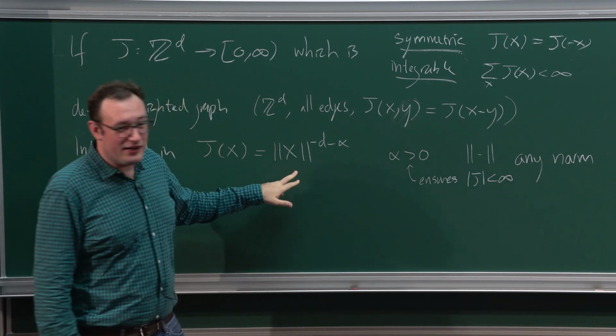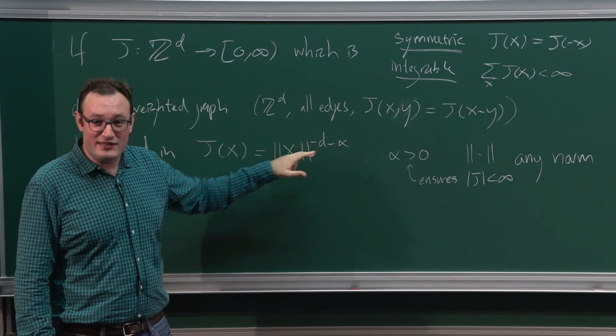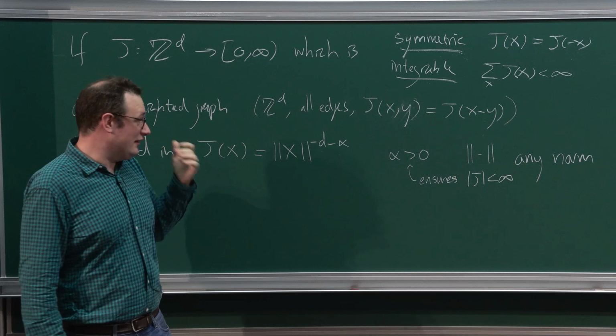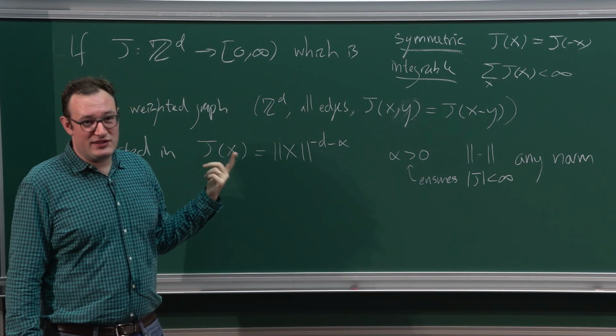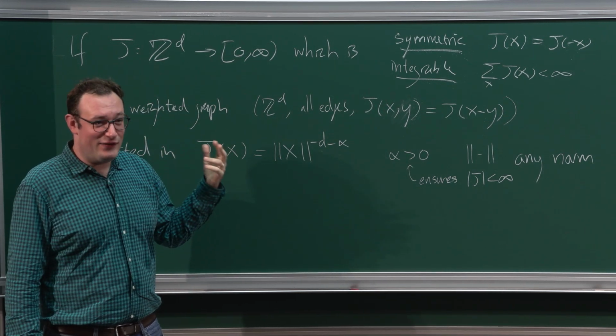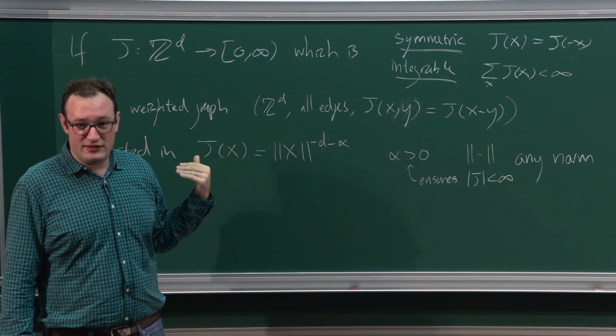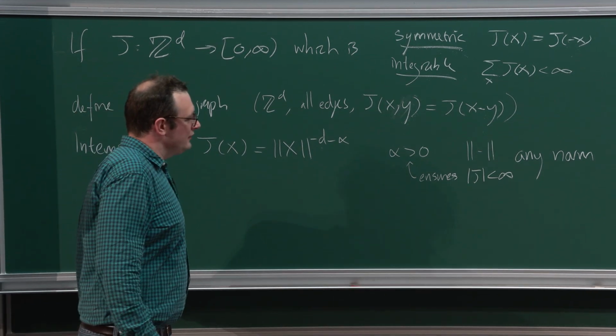The reason that I prefer this notation with the minus d minus alpha is that, for those of you who know about this, and we'll talk about it more later, this alpha is precisely the same as the standard alpha in the definition of an alpha-stable random variable, alpha-stable Lévy process, and so on.